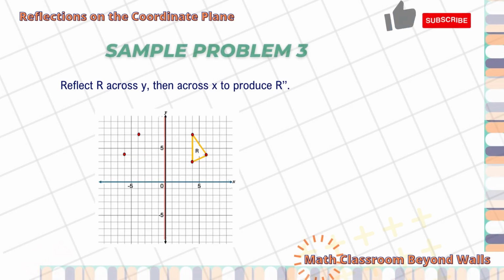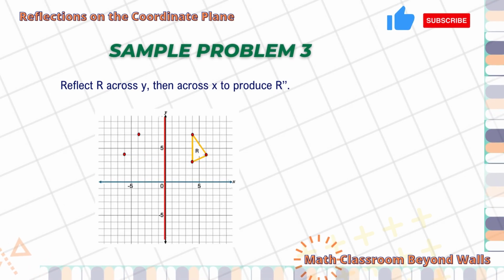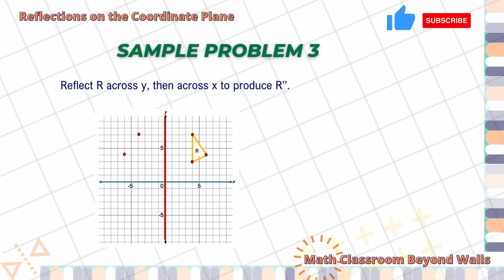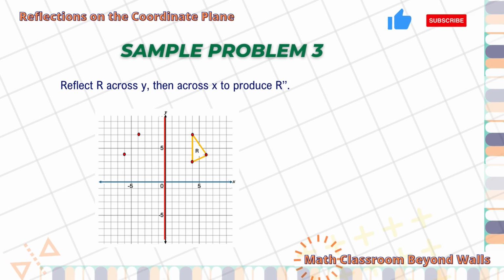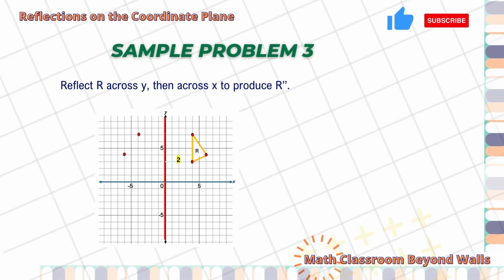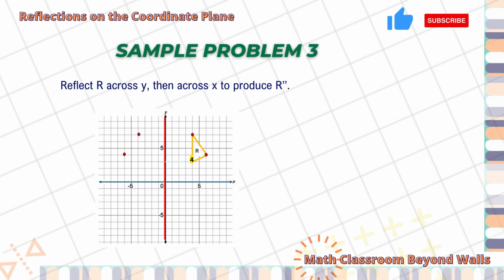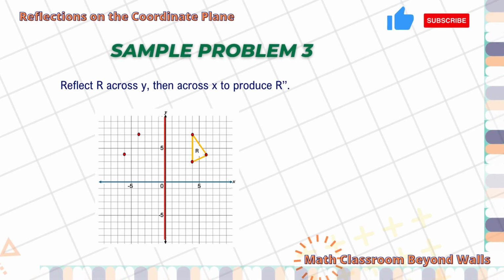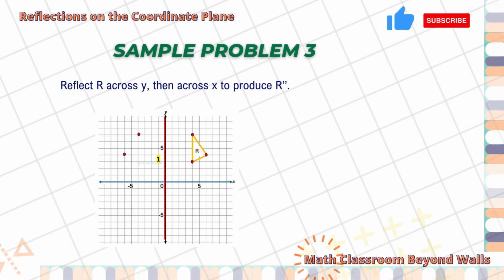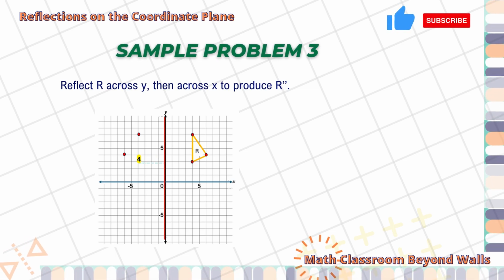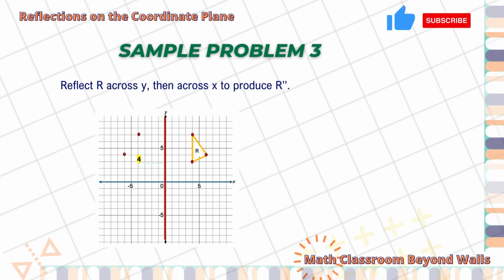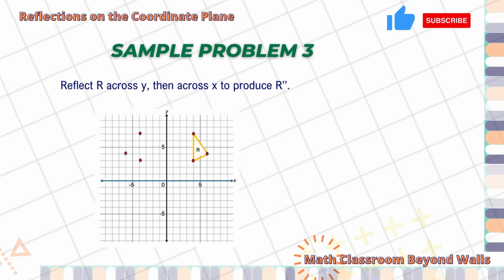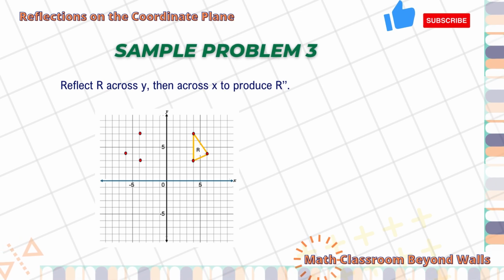We do the same thing with the third point. We first determine how far the preimage point is from the line of reflection. So we count 1, 2, 3, 4. Then from the line of reflection, we count going to the opposite direction. We count 1, 2, 3, 4. Here is now the third point on R prime. Next, we connect the points to form the figure R prime.